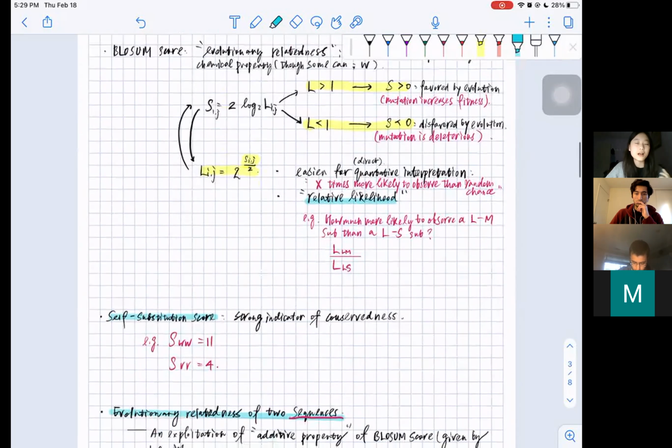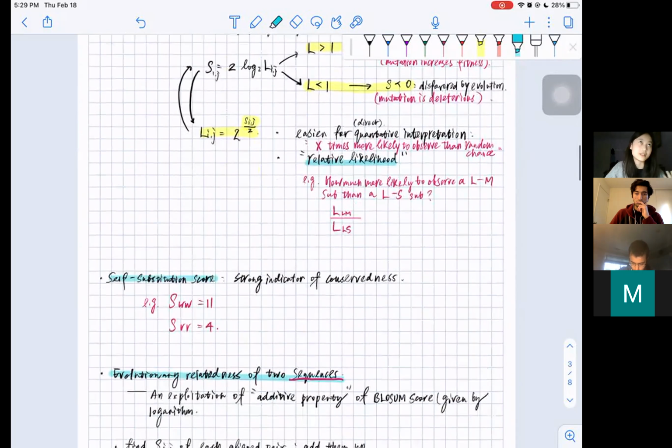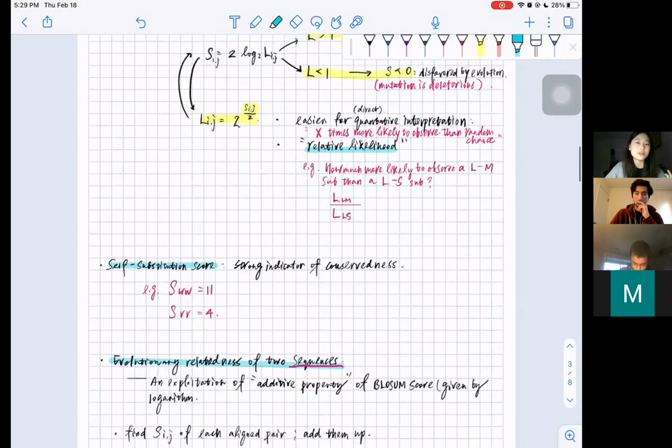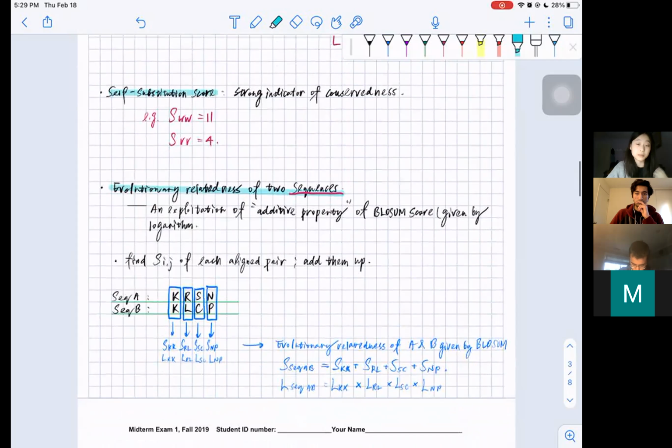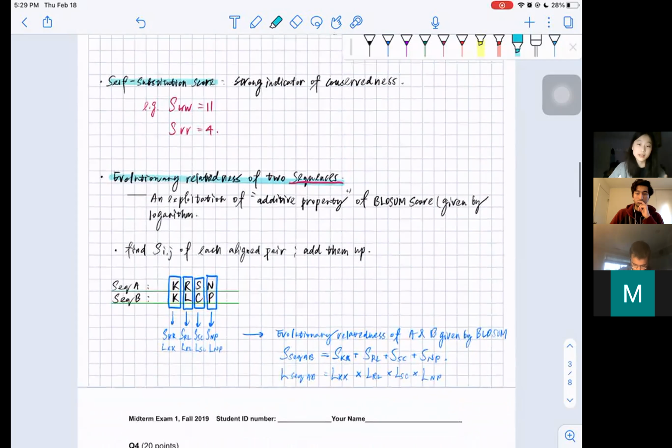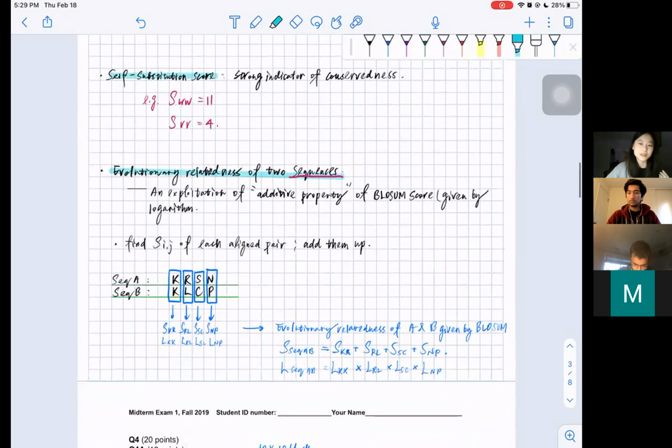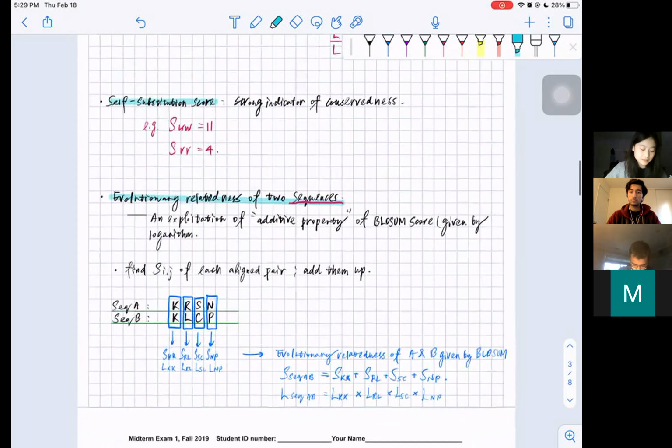So if they were asking you to calculate the relatedness of 2 sequences, you can use the probability rule or sum rule, to basically add up all the S or multiply all the L for each substitution to give you this S sequence or L sequence A and B. We'll go through that problem later together.